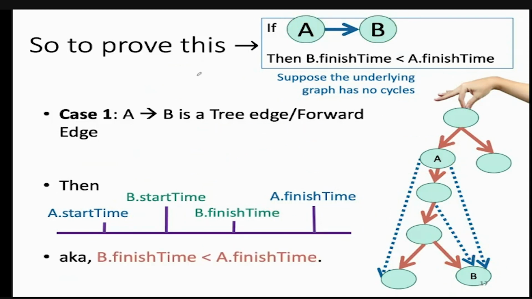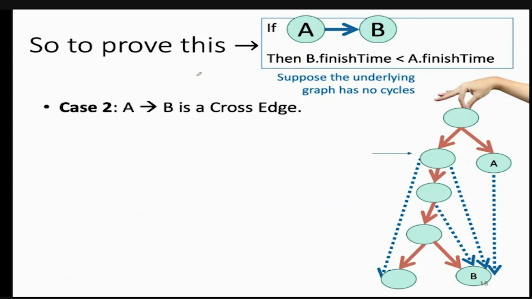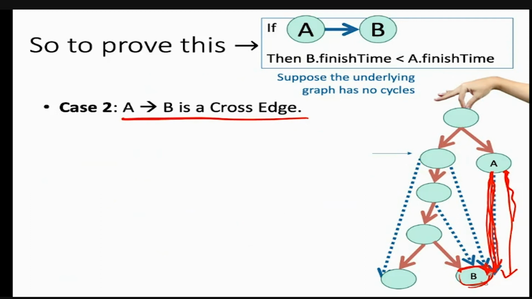So for case 2, where A to B is a cross edge, let's look at this. So this is a cross edge, right? So we are working on this edge, and this is a cross edge. What do we mean by cross edge? So this is an edge, but B was not explored by A. B was explored by some other vertex, and after exploring B, when we are exploring this A to B edge, we have already seen that B is already explored, so we do not need this edge. So this is basically a cross edge.